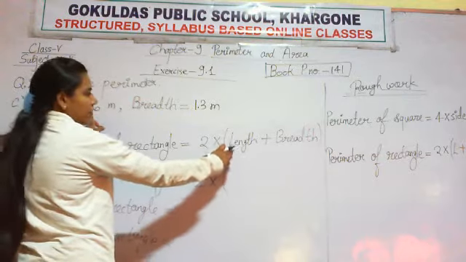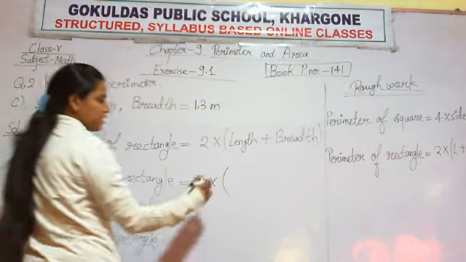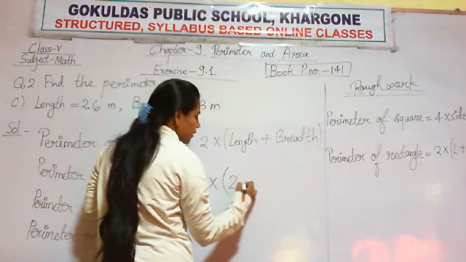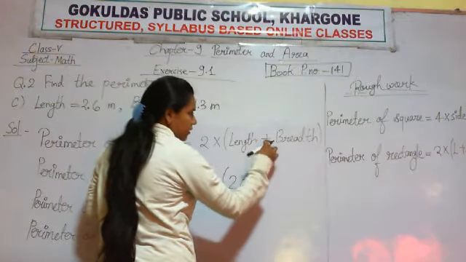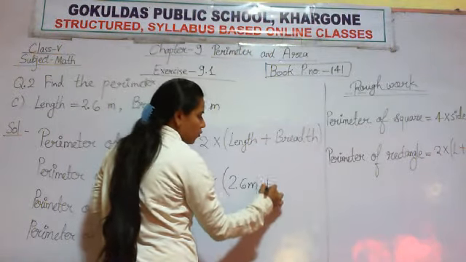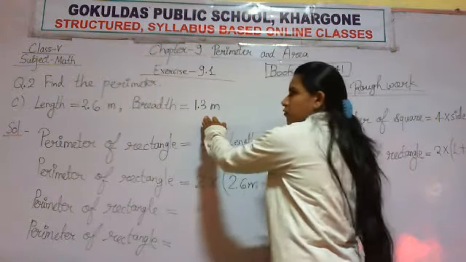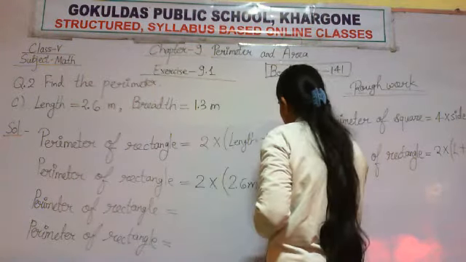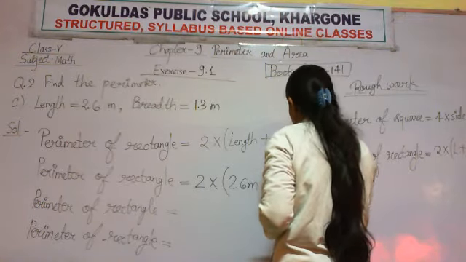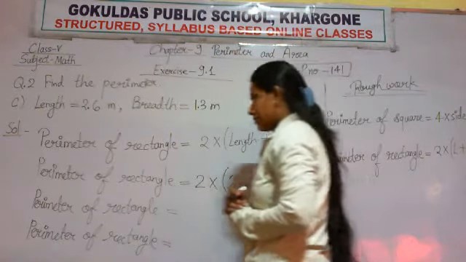We have the value of length. What is the value of length? 2.6 meter. So write 2.6 meter. Then plus symbol is there, so write plus. Then breadth. What is the value of breadth? 1.3 meter. So write 1.3 meter, bracket close.